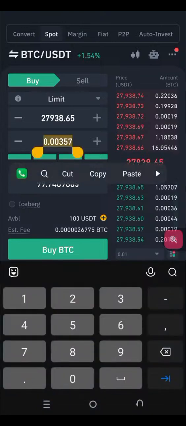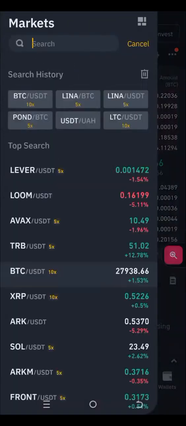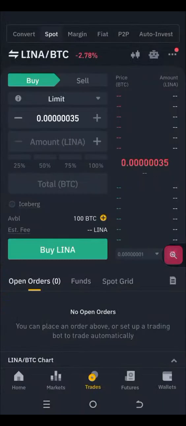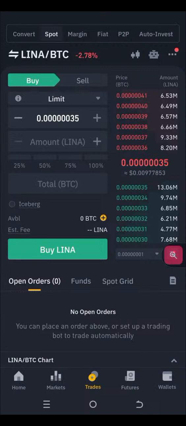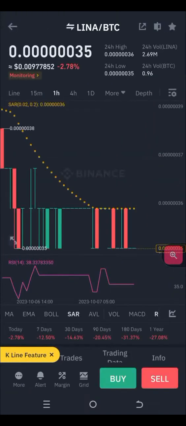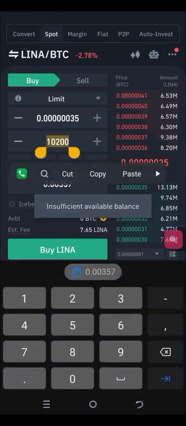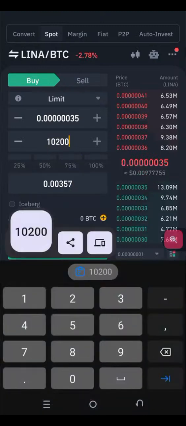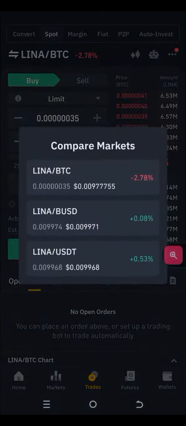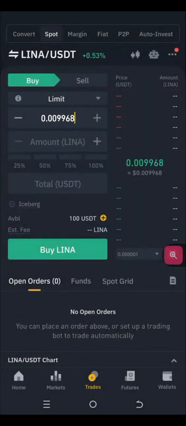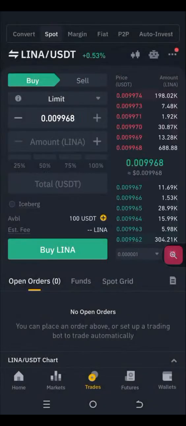Then let's copy it and go to Lena BTC. Where are you? All right, here it is. Beautiful. I hope this is going to work for us, because that's going to make it all make sense. Let's put that in here quickly and buy. Make it snappy. That's 10,200. Let's copy that and quickly go and see how much this will give us in Lena USDT.